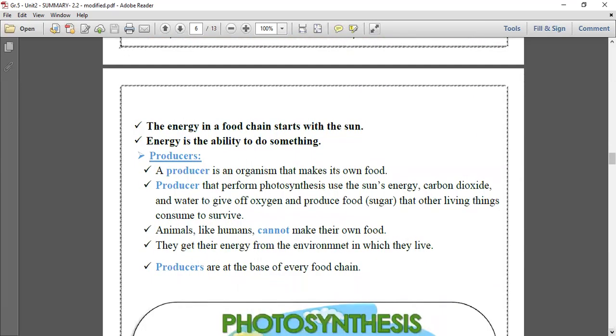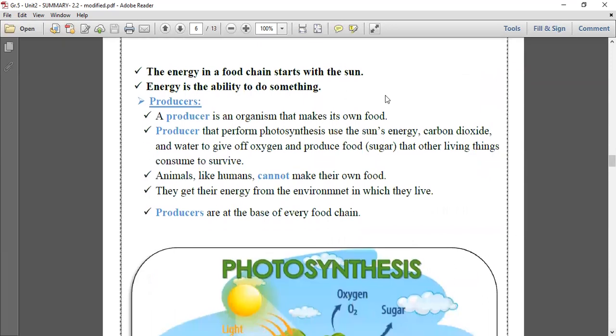Then what? The energy in a food chain starts with the sun as the main source of energy on earth. Energy is the ability to do something. While you're sitting down right now, paying attention to our session, you are using energy, or you consume energy in order to do anything. When we talked about plants, we said that the plants can make their own food. Any organism that can make its own food is called a producer. So producers are organisms that can make their own food.